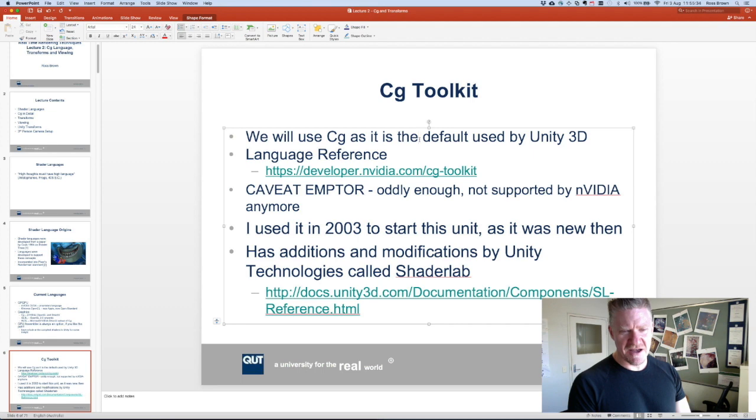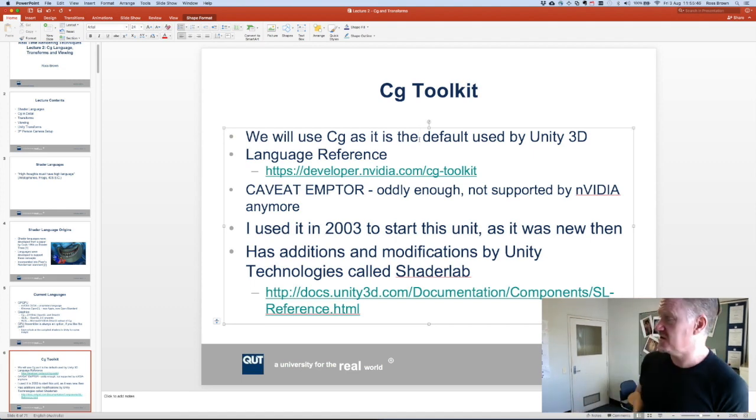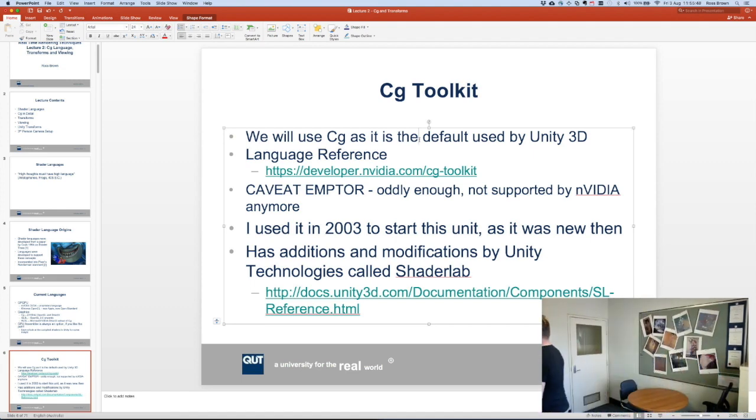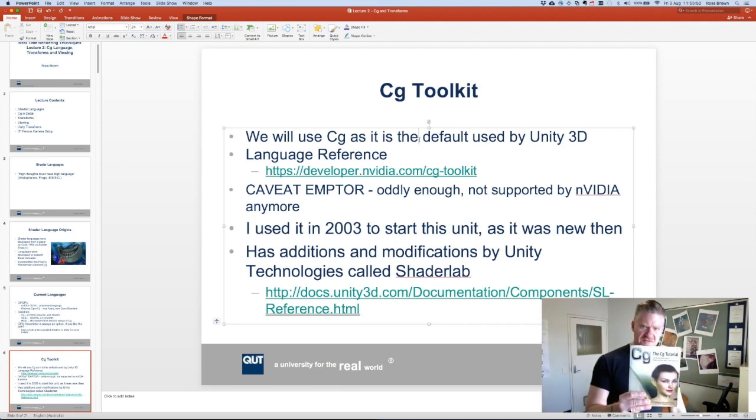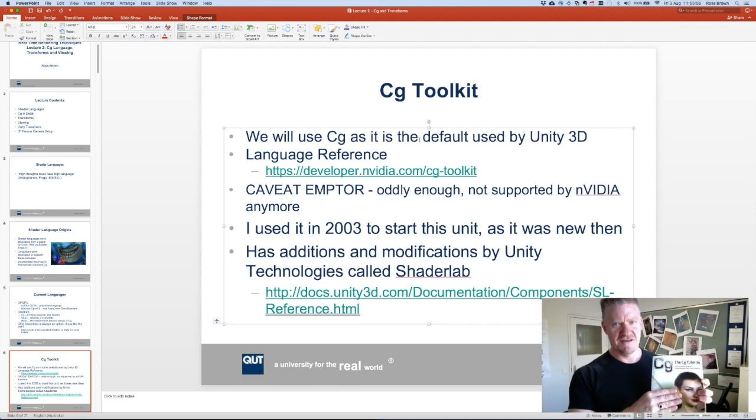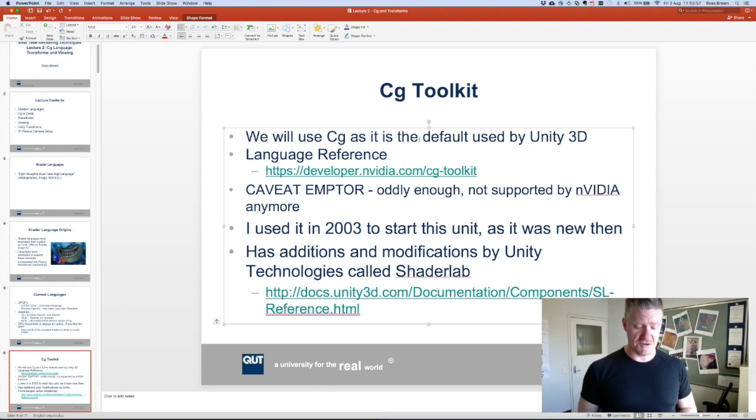But anyway, I also used to use CG way back in 2003 when I started this unit with the GeForce 4 TIs that I told you about. It was new then. In fact, I think I can go and get the textbook now. There you go. A bit of history for you. That there is the textbook I used to use for this unit about 15 years ago, and it's still valid. Who says that things don't stay the same?